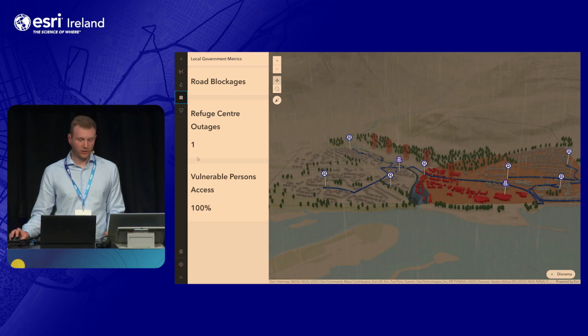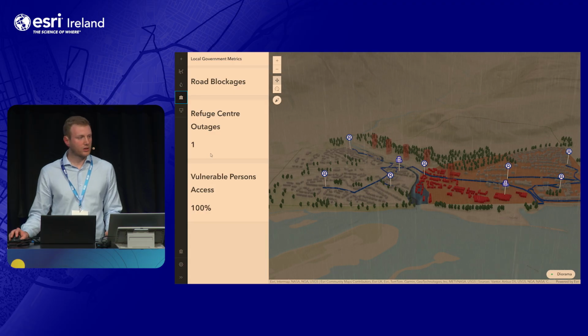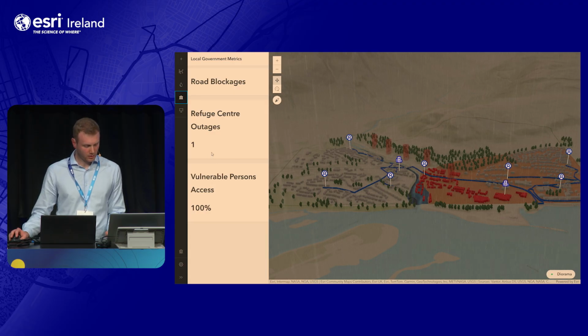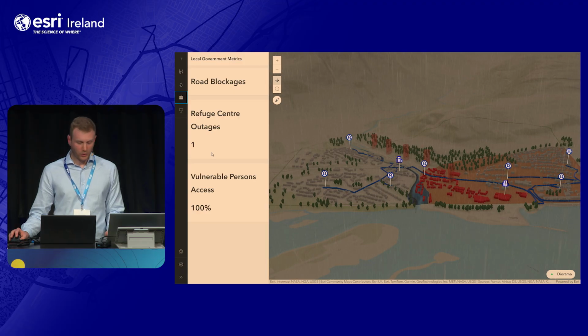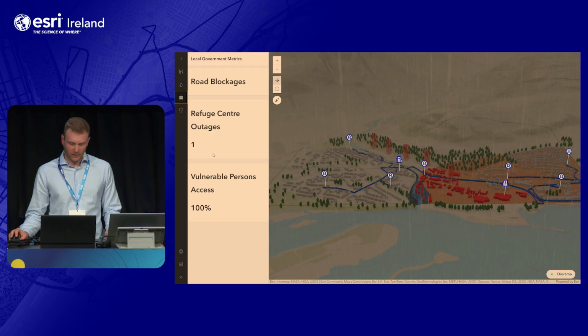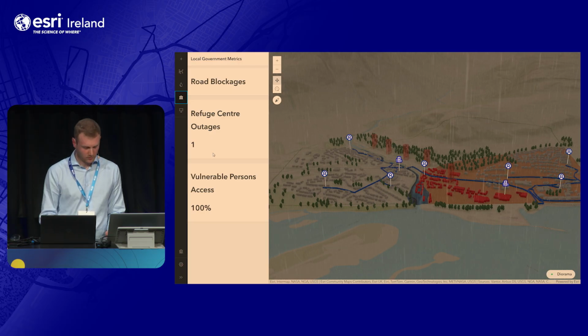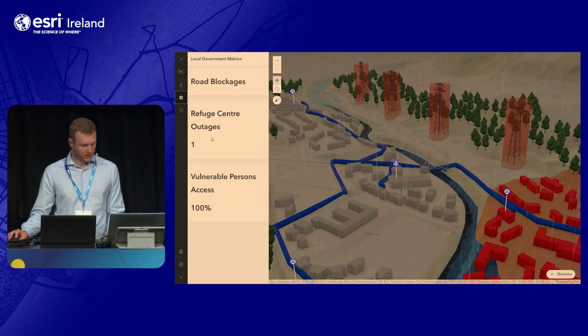Because this emergency centre has gone offline, all the people originally allocated there will have to relocate across the river. As we can see from the routing, all routes lead to the centre on the left. A lot of them are heading over this bridge.